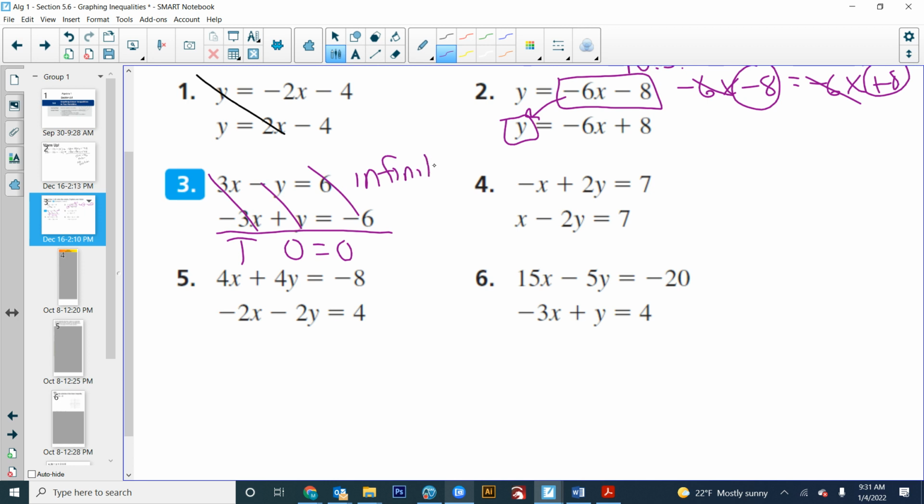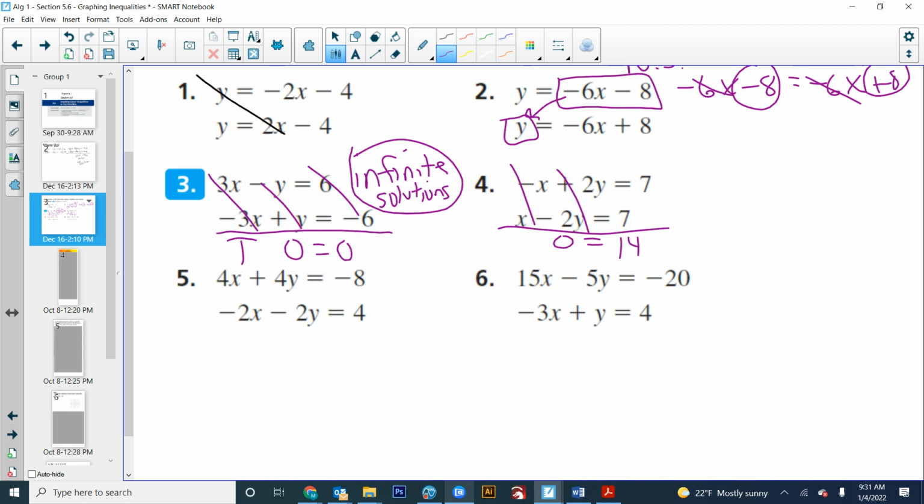And this is what you need to have on your paper. Infinite solutions. Okay? Same thing here. Everything's set up. Cancel, cancel, 0. But what's left over here? Okay, they're not opposite, they're the same sign. Okay, it's kind of like the one we just did.